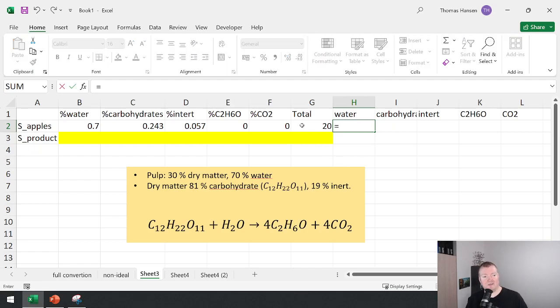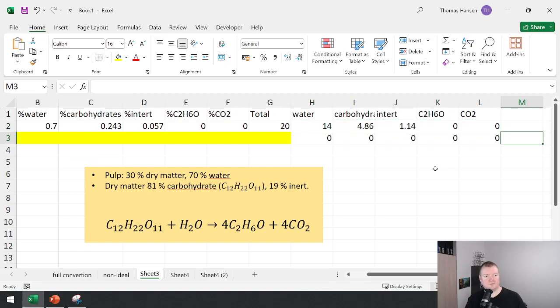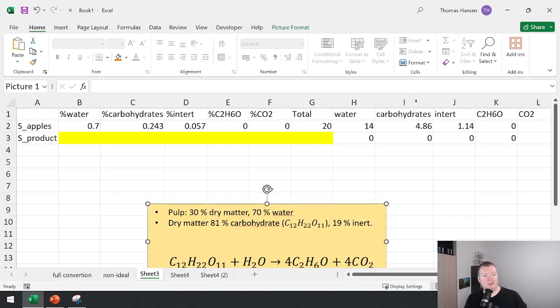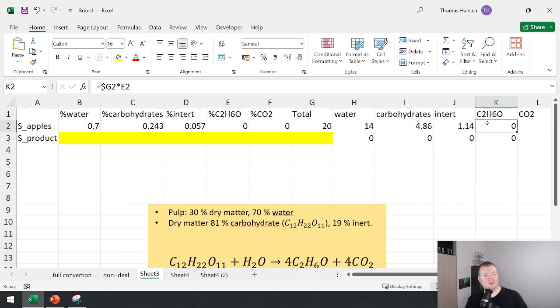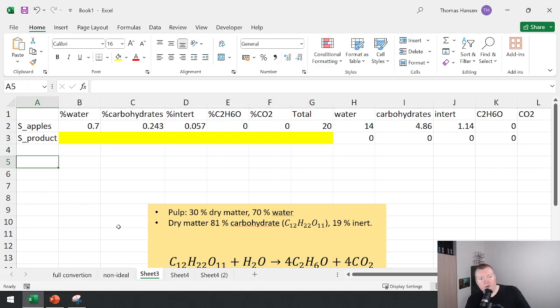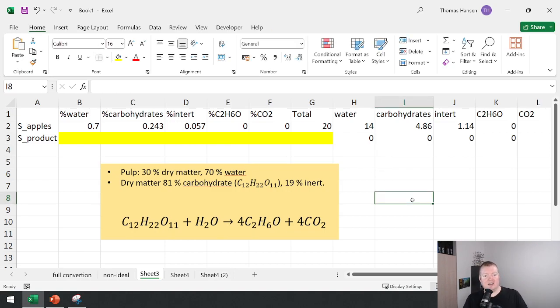Calculating the amounts we have, total times the percentage, fill it to the right, fill it down. So now I have a way of calculating the mass of carbohydrates, inerts, and so on. Okay? And all of these I'm going to say I don't know what they are right now. So the first question is, which one is the limiting reagent? We were already told that it's going to be the water.